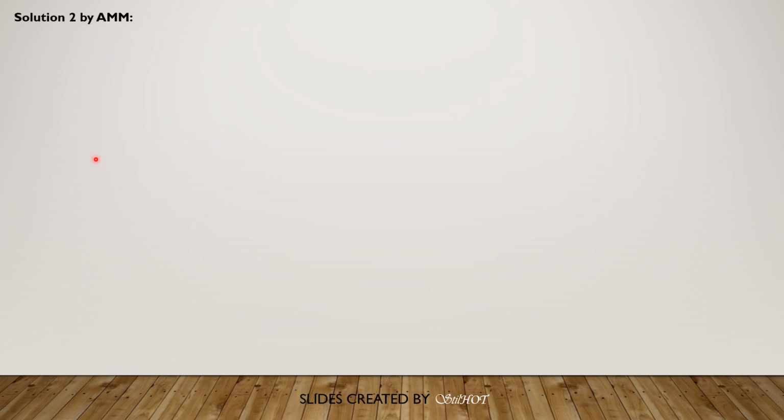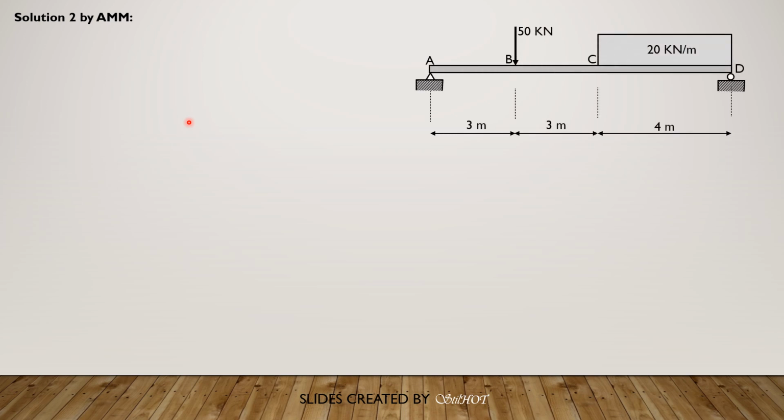Let's proceed to the second method by area moment method. So let's select D as our moment center, although you can select C as moment center, B, or anywhere. But the simpler moment diagram by parts would be making C or D as moment center. So I select D as the moment center.